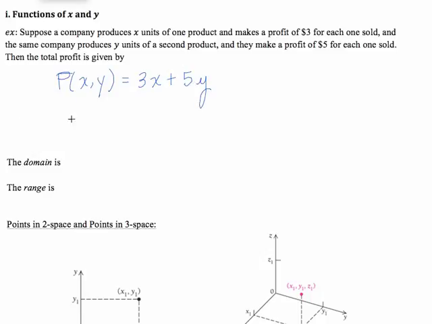The domain is the input, which is usually an x, y ordered pair, at least if you have a function of two variables. That's what it's going to look like. The range is the output, or the set of output values, typically referred to as z, or the function itself.